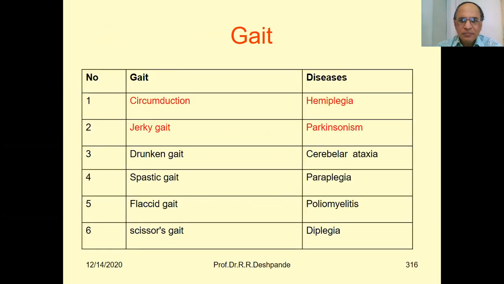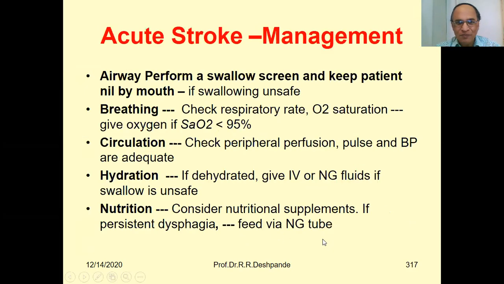Okay? So, different gaits. Circumduction in hemiplegia. Jerky gait in Parkinsonism. Drunken gait. I have shown demonstration in my video. Cerebral ataxia. Spastic gait in paraplegia. Flaccid gait in poliomyelitis. And scissor gait in diplegia. This is most important for MCQ.